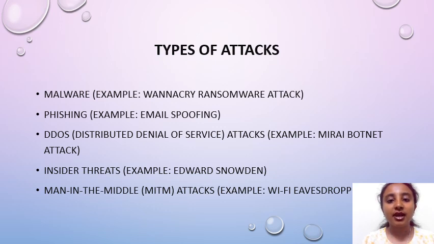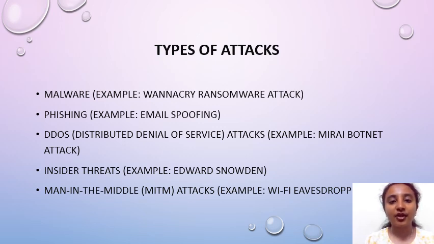The WannaCry ransomware attack, which occurred in 2017, exploited a vulnerability in the Microsoft Windows operating system to spread rapidly across networks. WannaCry encrypted files on infected computers and demanded ransom payments in Bitcoin for decryption keys, causing widespread disruption to organizations worldwide.